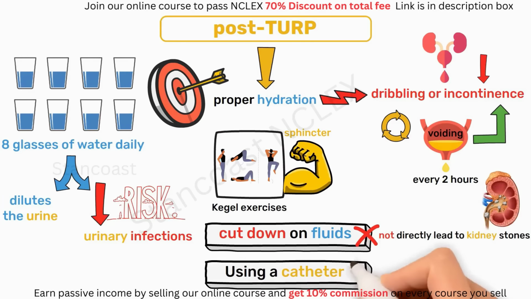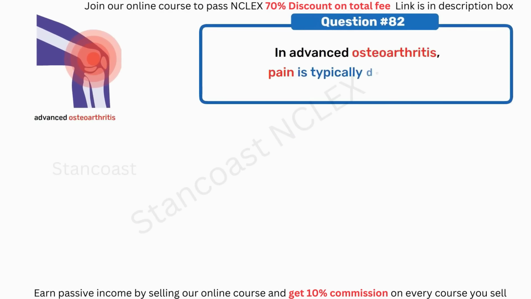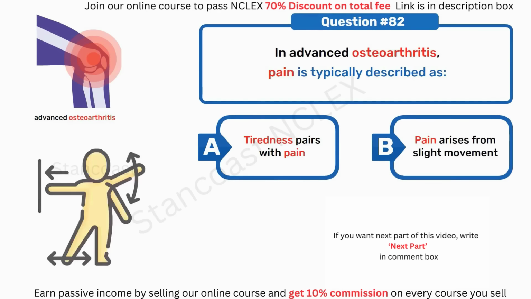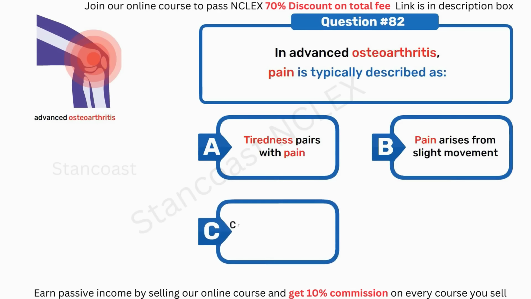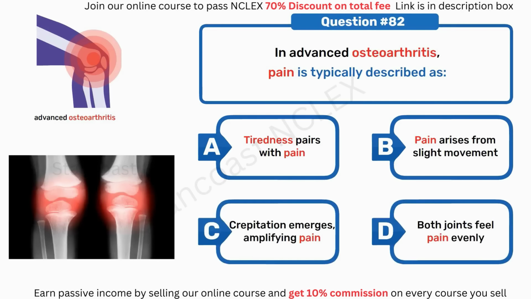Using a catheter isn't the first line of action for incontinence post-TURP, and it's unhelpful to use it as a threat. In advanced osteoarthritis, pain is typically described as A. Tiredness paired with pain. B. Pain arises from slight movement. C. Crepitation emerges, amplifying pain. D. Both joints feel pain evenly.